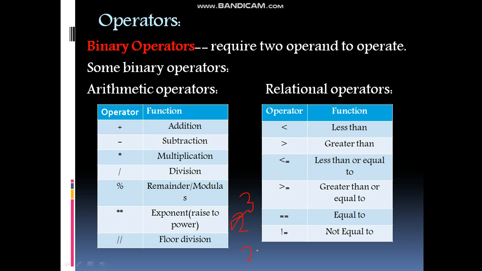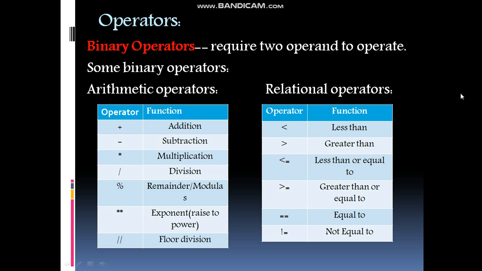Exponential is used to get the power of a number. If I want the value of 2 to the power 3, how do we write it? We can directly use a double star here. Instead of a single star, we use a double star. If you use a single star, it means multiplication; if you use a double star, it means exponentiation. Now floor division; I will explain this when we do certain programs in our further videos.